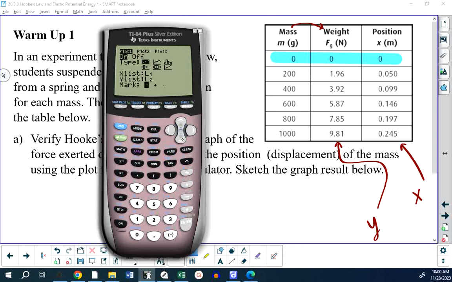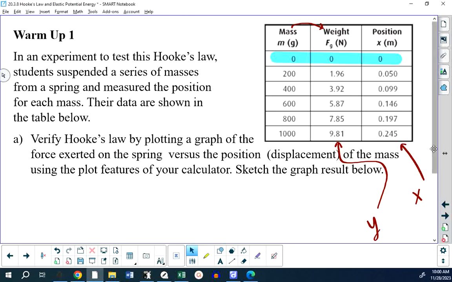And I prefer the mark to be a little square. If you use a dot, sometimes they're pretty tiny, and I don't like the pluses. So now when I do this, I get that. So the point is this. Is it linear? Does that look linear to you? Okay. Well, that's what Hooke's law is saying, that the line of best fit needs to be straight. So we've verified Hooke's law.